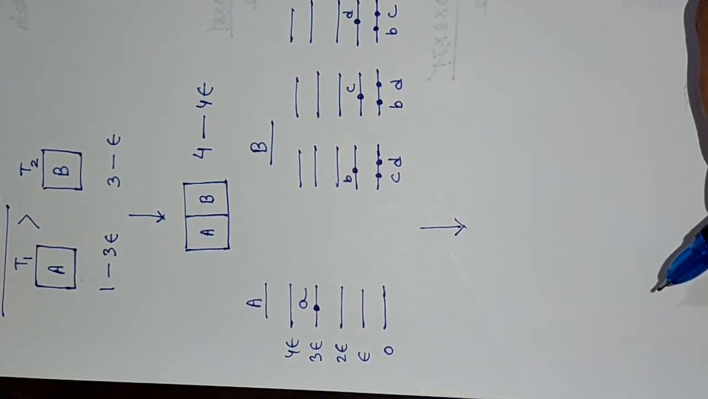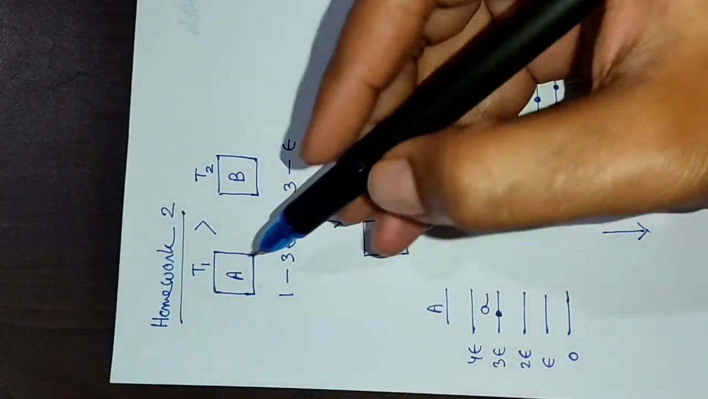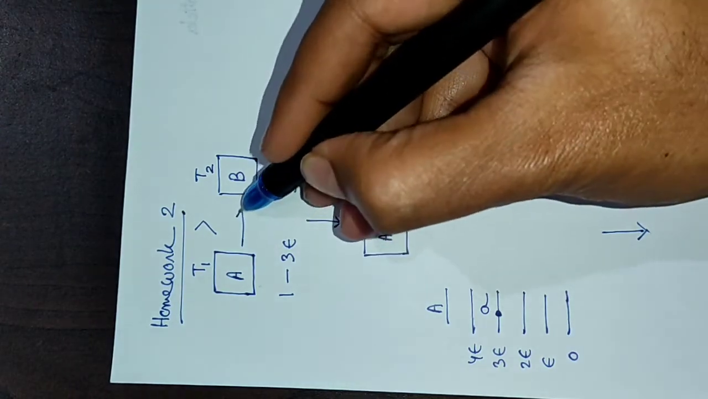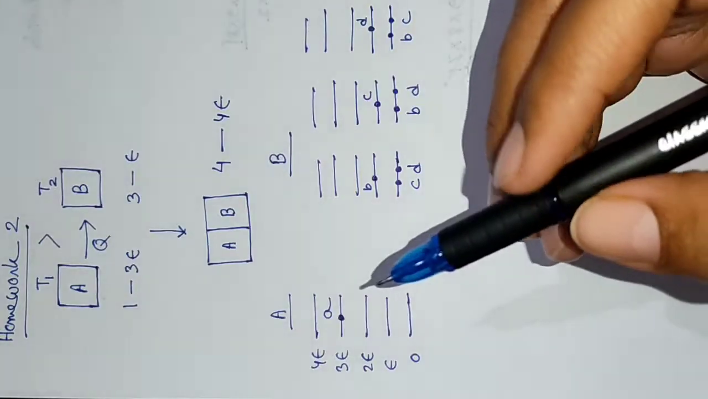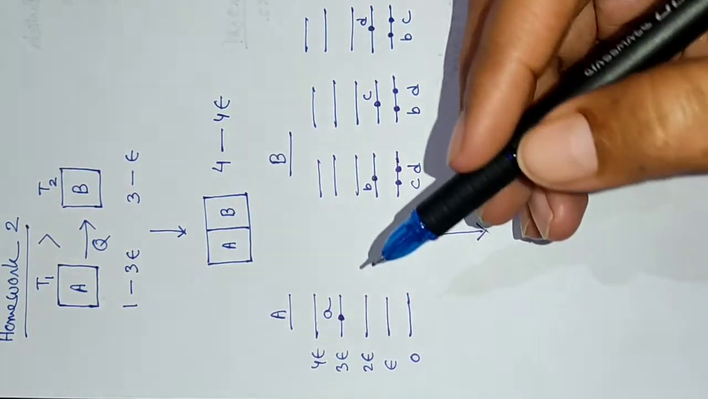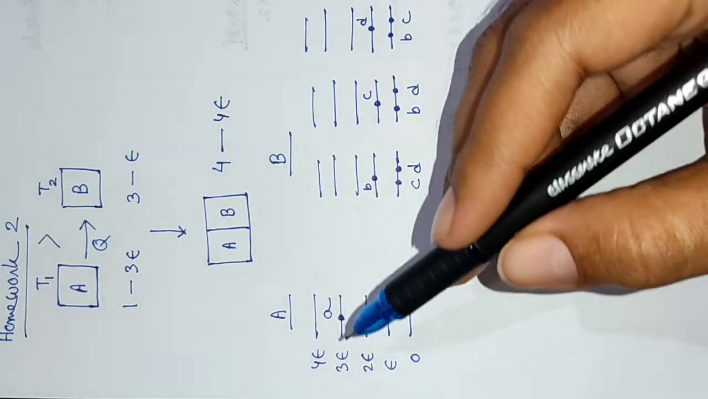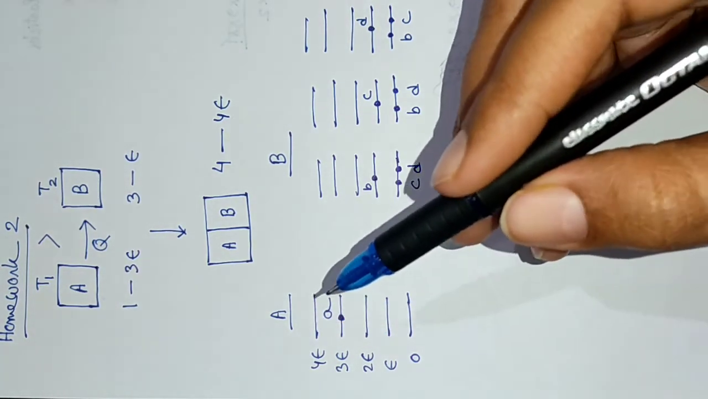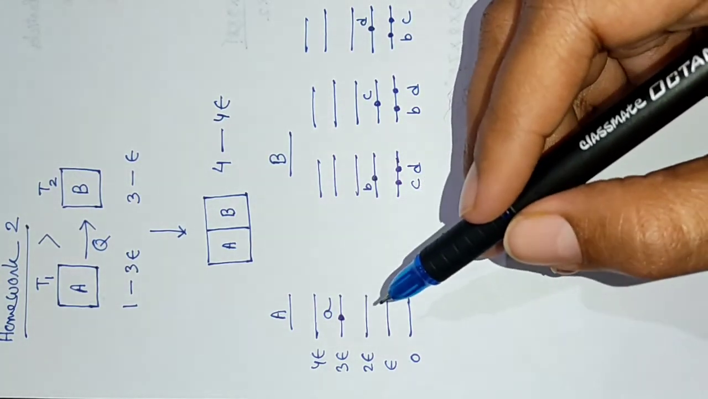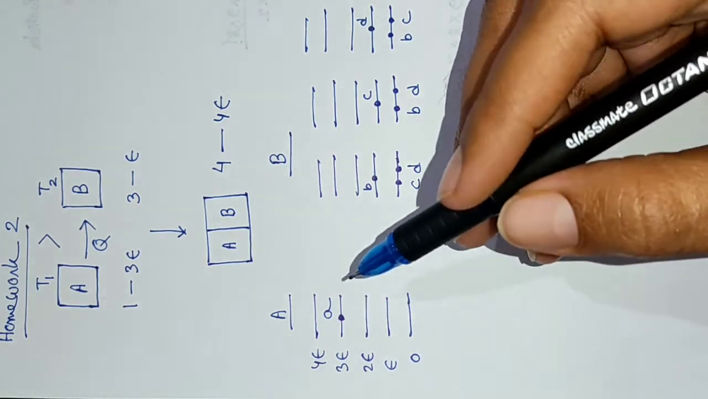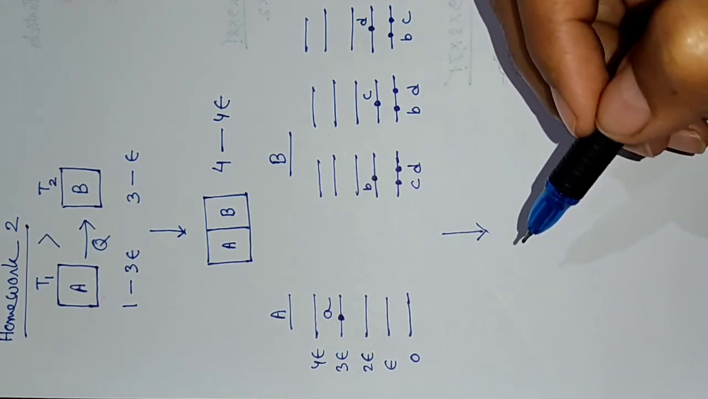Now to prove that energy will flow from the hot body to the cold body, that is in this direction spontaneously, we have to prove that the probability of enjoying energy levels by A greater than 3 epsilon will be less in the composite system compared to this one, and the probability of enjoying lower levels compared to 3 epsilon in the composite system will be higher.